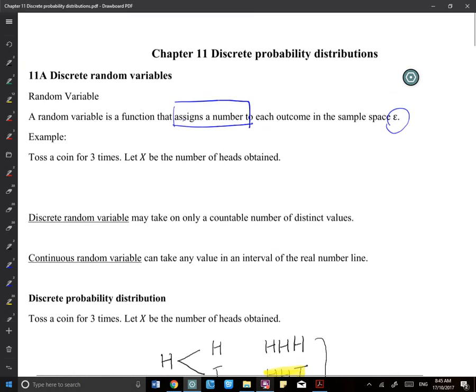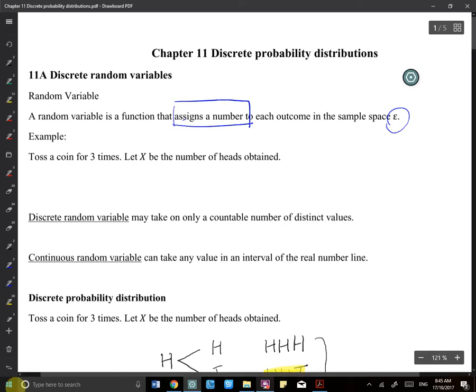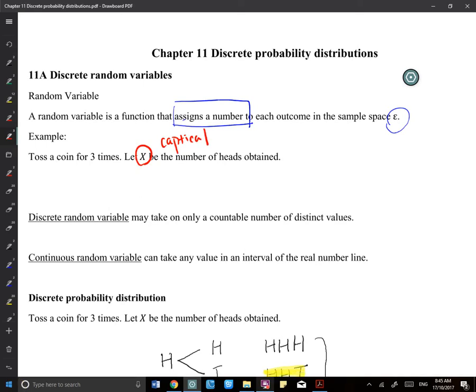So let's come back to that. We have 2 types of random variable. For example, this one: toss a coin 3 times, let x be the number of heads obtained. First of all, you need to know this X must be capital. It must be a capital X, because only capital letters can represent a variable, something that can vary. If you write a lowercase x, that means a particular value. So it must be capital X to represent a random variable.